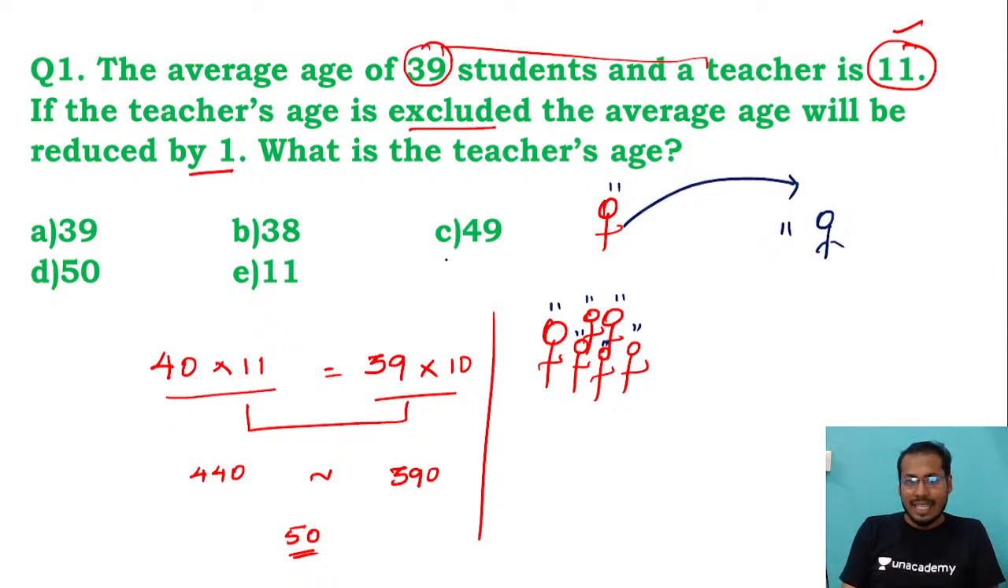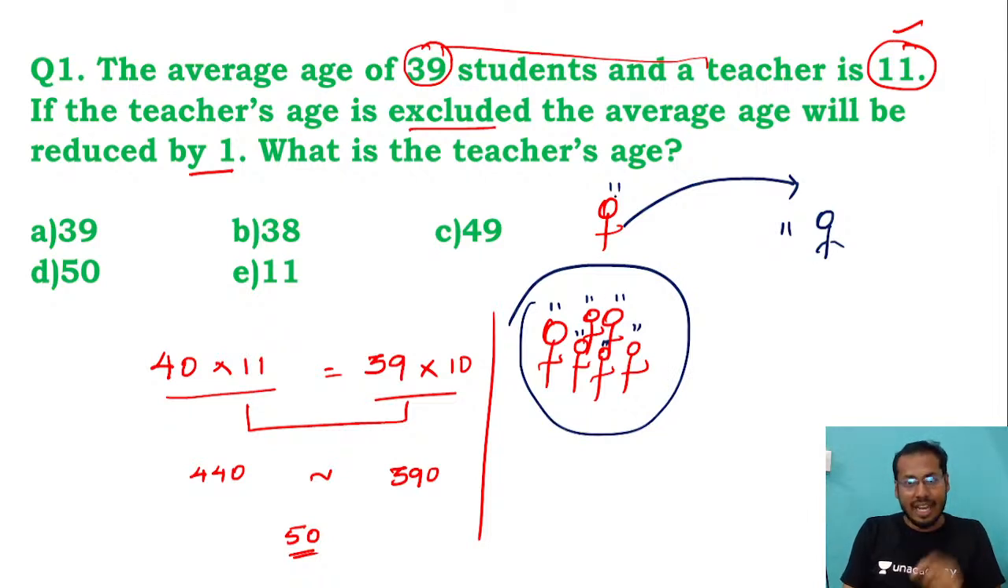Okay, look at this. There are 39 students inside the class. Everyone's age is 11. I am also inside the class. My age is also 11 because the average is 11. If I went out of the class, one 11 went out. What happened to the average? The average was reduced by 1. If the average is reduced by 1, each one inside the class will be reduced by 1. Is it right? How many students are there in the class?